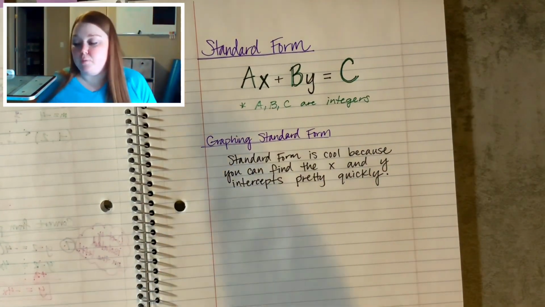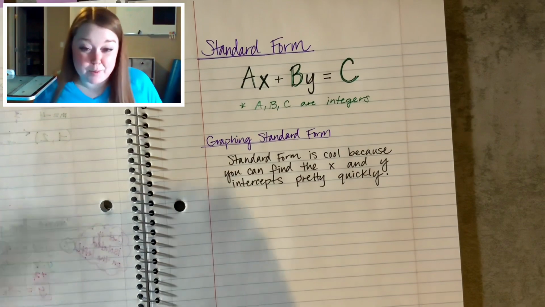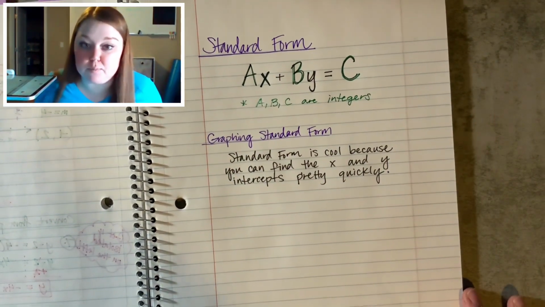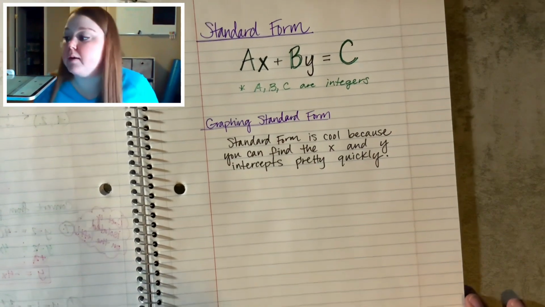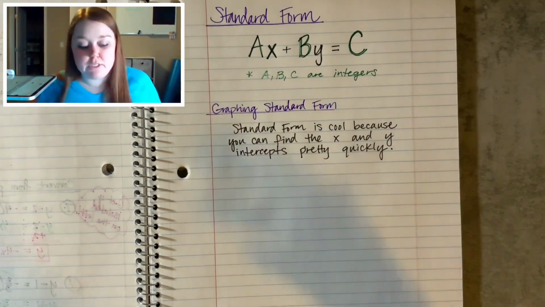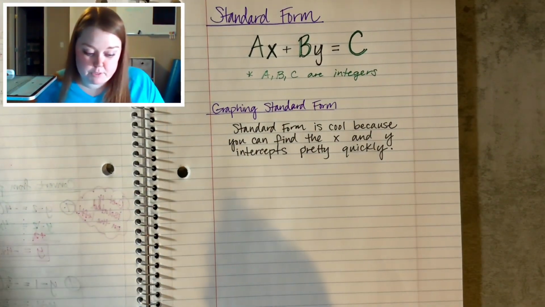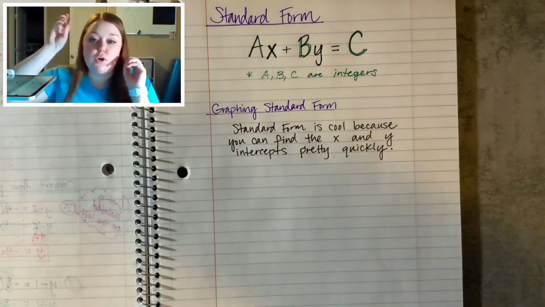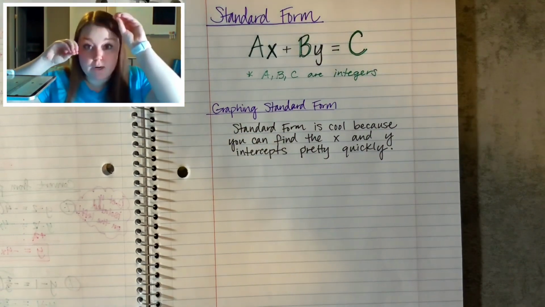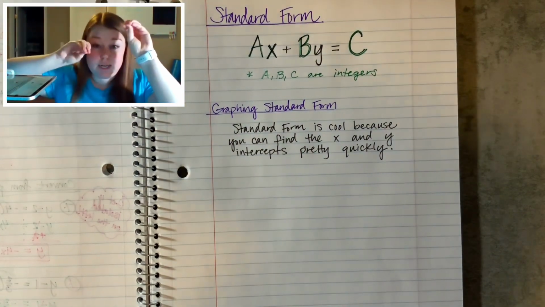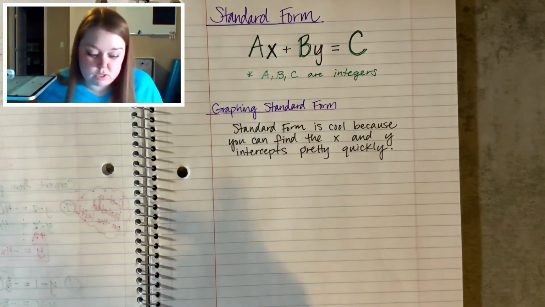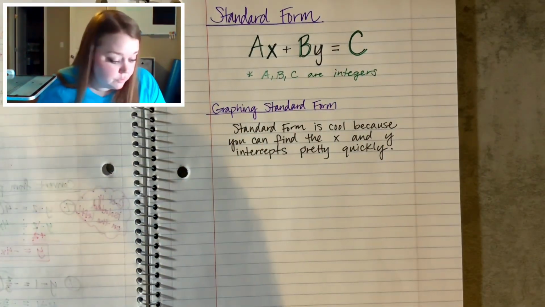Now, pretty quickly means with practice. With practice, you can look at standard form and find the x and y intercepts pretty fast. That's probably the benefit of standard form. Here's the thinking behind it. If you know where it hits the y-axis and where it hits the x-axis, you can connect those points and you've got yourself a line. So that's most of the time how you're going to be graphing standard form.